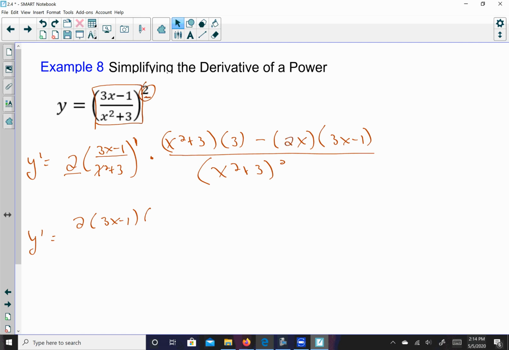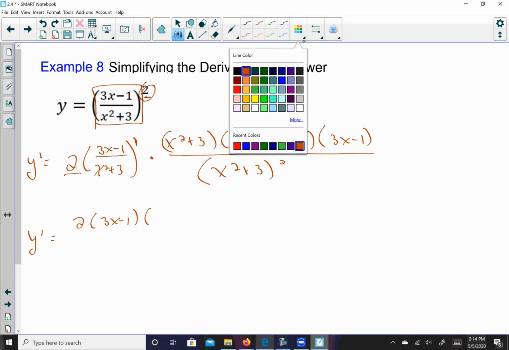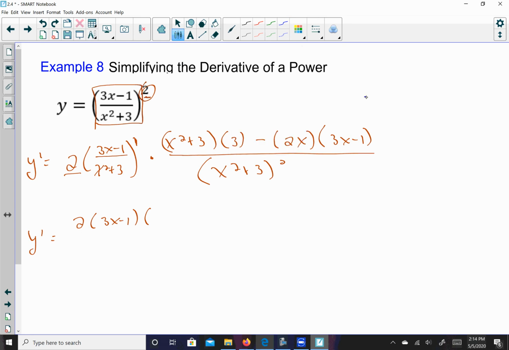times, and then I'm going to clean this up here, switching colors real quick. Can I switch colors? I don't know if I can. I sure should. Here we go. So this will be 3x squared plus 9, and then this is minus 6x squared plus 2x. So I'm going to combine my like terms, and I'm going to get negative 3x squared plus 2x plus 9. I believe that's mine.